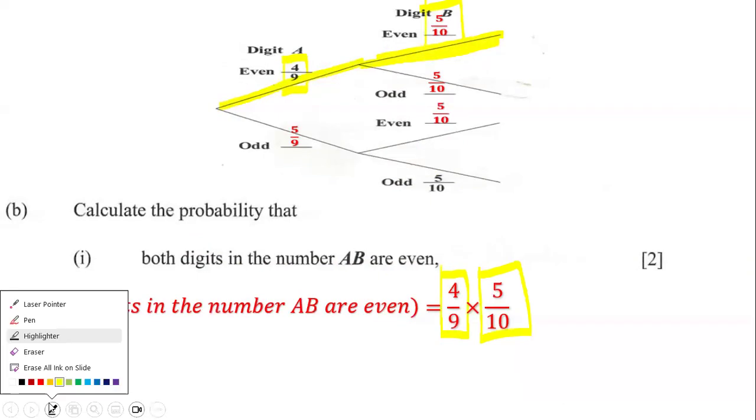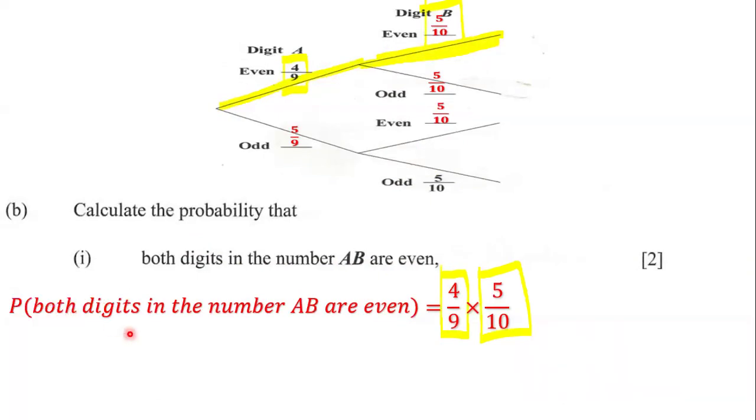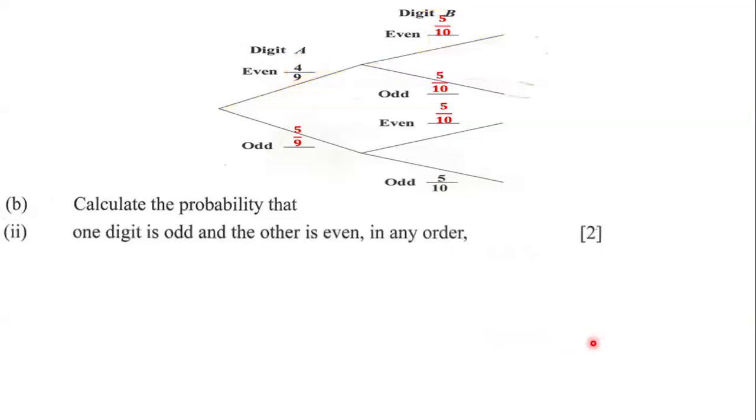Next, we multiply. When we multiply, we get 4 times 5 is 20, 9 times 10 is 90. We cancel this 0 with that 0, so we have 2 over 9. So the probability that both digits in the number AB are even is 2 over 9. And that's the answer to this question.